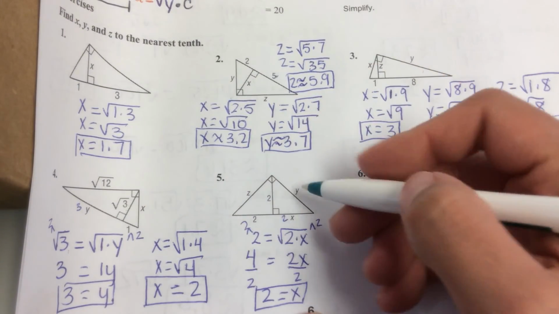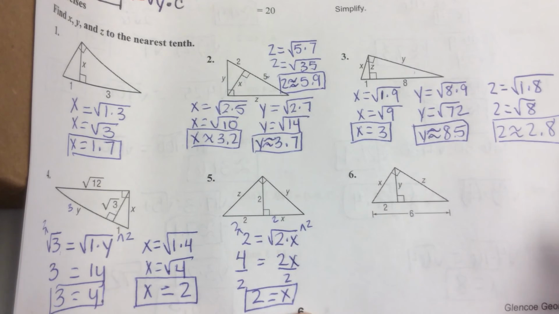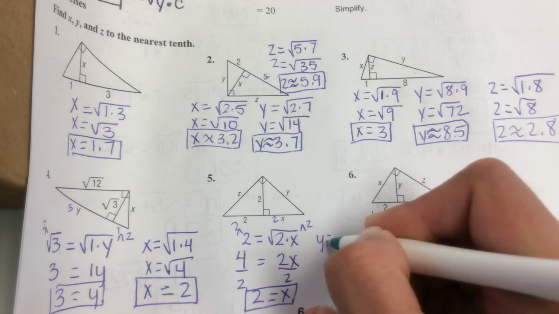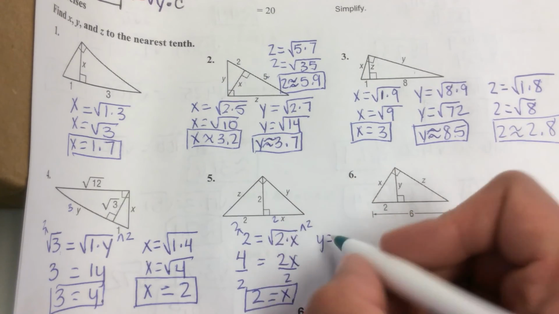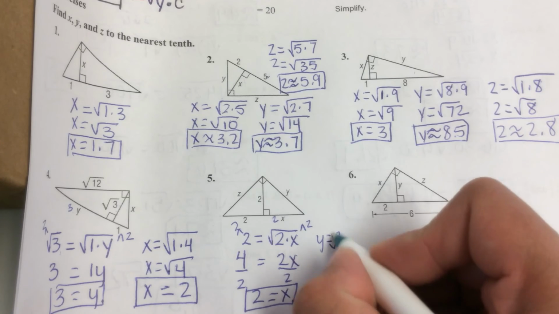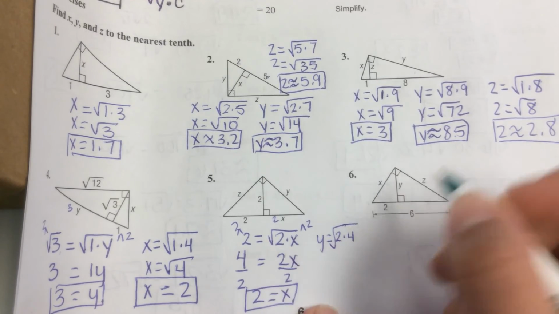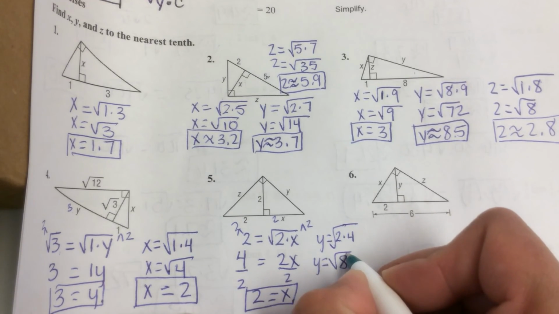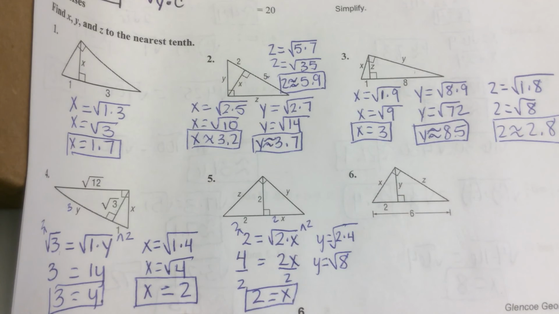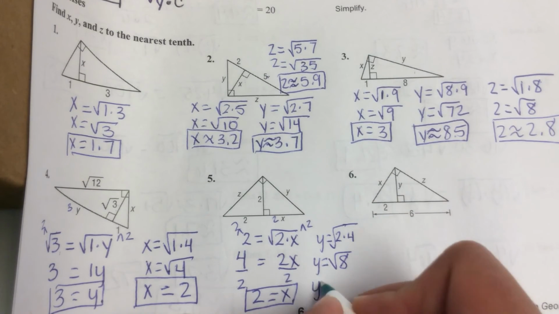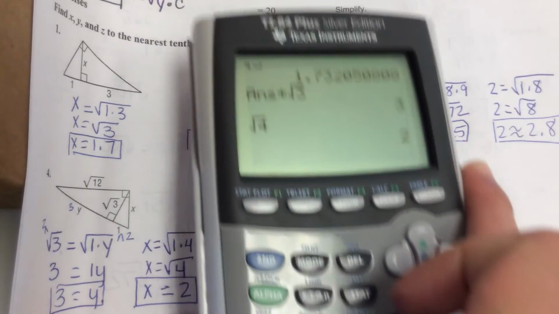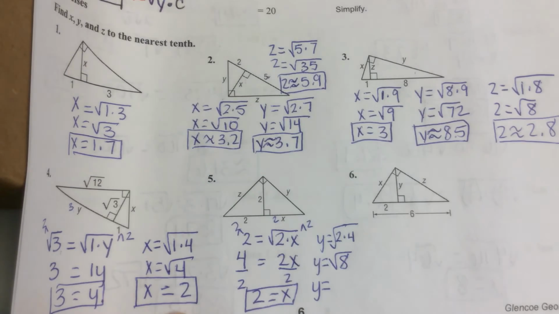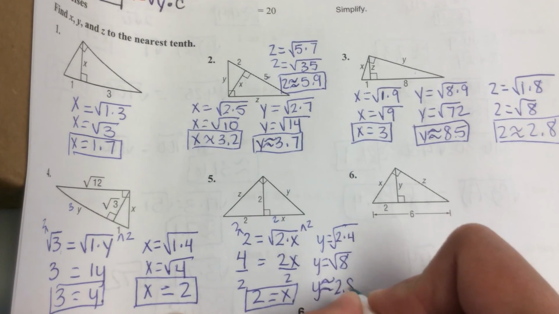Since we know x, we can find y. So y is equal to the square root of 2 times 4. Y is equal to the square root of 8. So if we type that into the calculator, second square root of 8 gives us approximately 2.8.